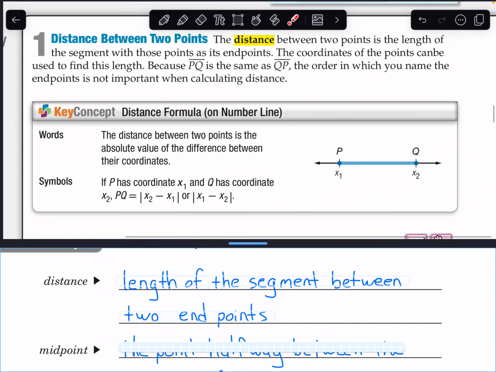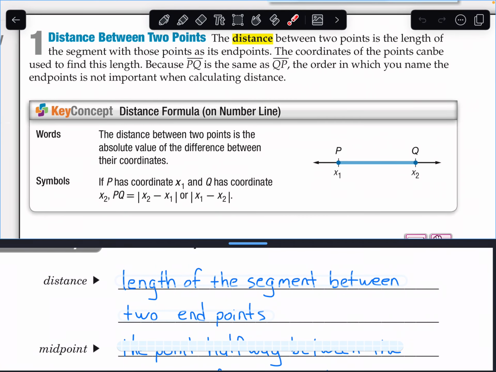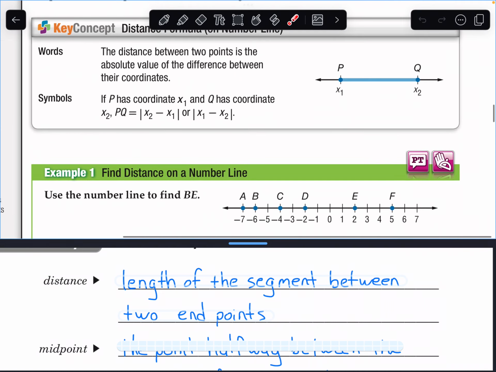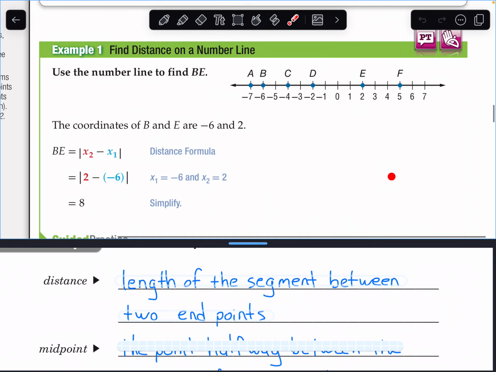Take a look at the distance formula on a number line. The distance between 2 points is the absolute value of the difference between their coordinates. So if P has some coordinate x sub 1 and Q has some coordinate x sub 2, distance PQ equals the absolute value of x sub 2 minus x sub 1, or the absolute value of the quantity x sub 1 minus x sub 2. See the example in part 2 of this video.